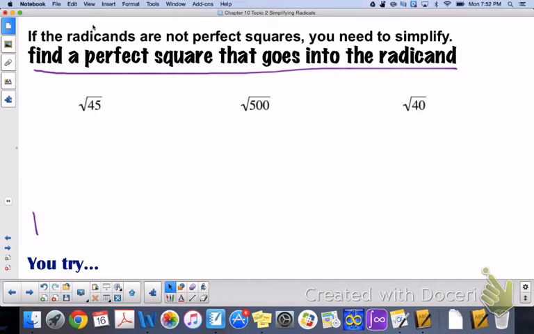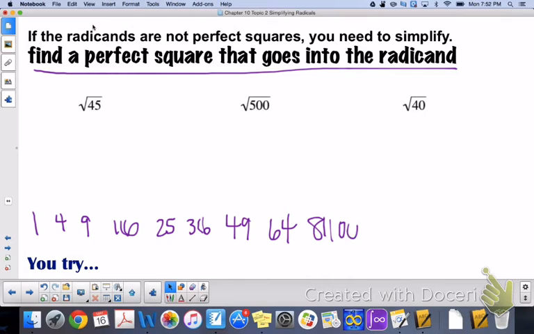1 times 1 is 1. 2 times 2 is 4. 3 times 3 is 9. 4 times 4 is 16. 5 times 5 is 25. 6 times 6 is 36. 7 times 7 is 49. 8 times 8 is 64. 9 times 9 is 81. 10 times 10 is 100. 11 times 11 is 121. And 12 times 12 is 144. Sorry, my pen was a little screwed up on some of these. This is 81 and then 100.